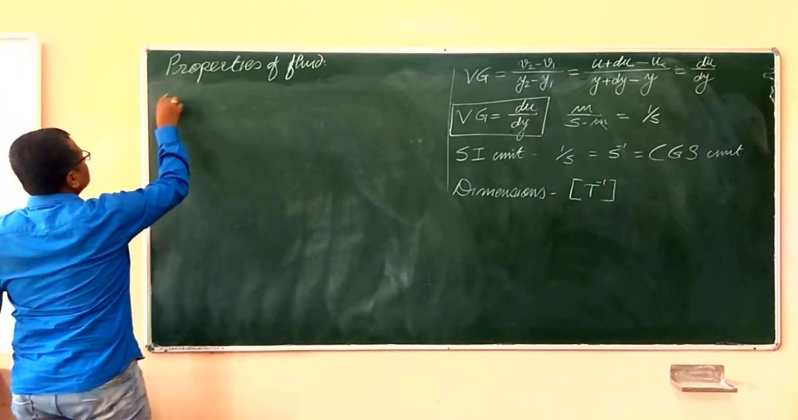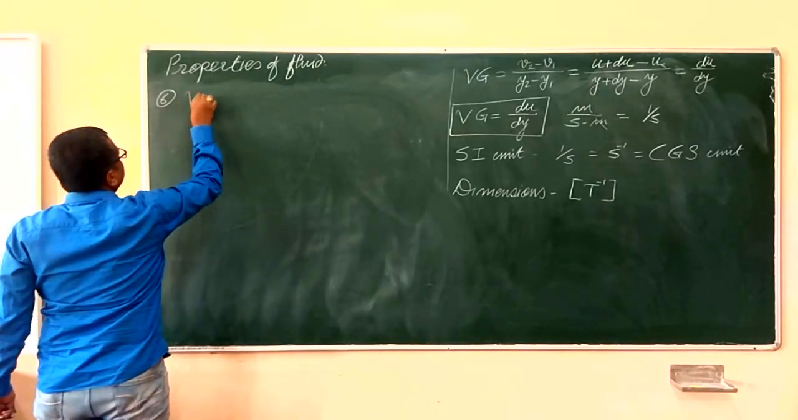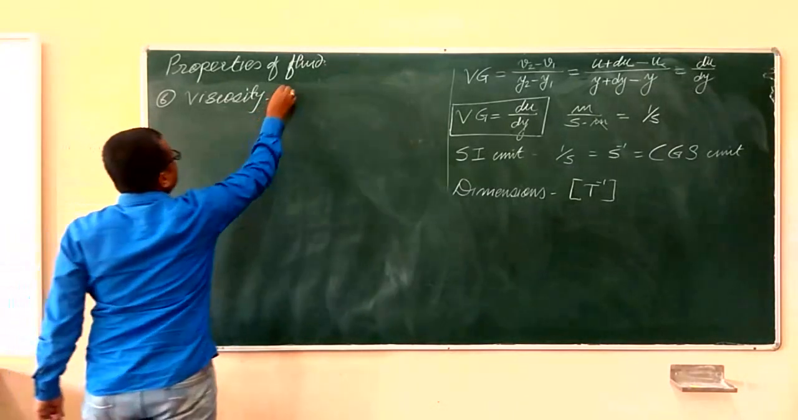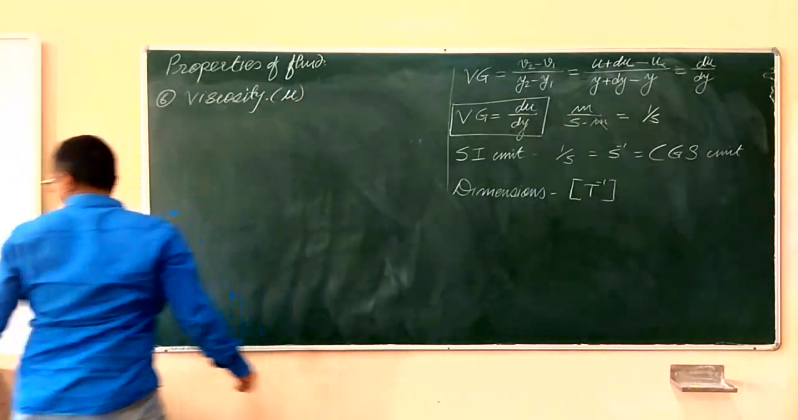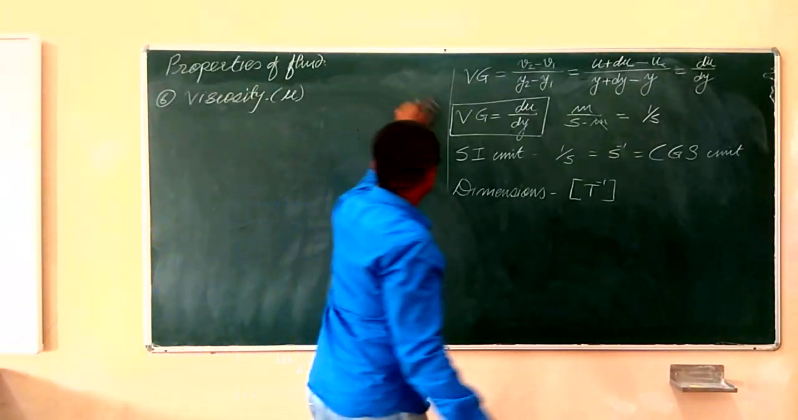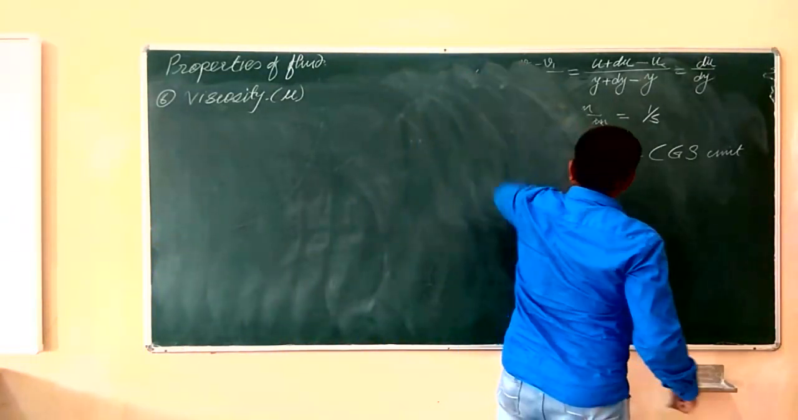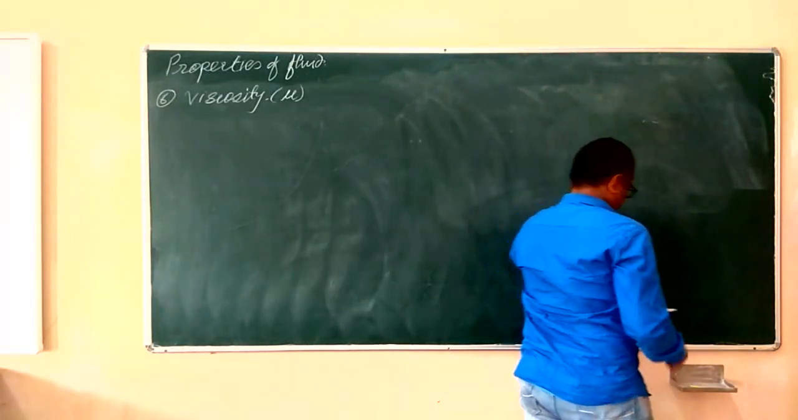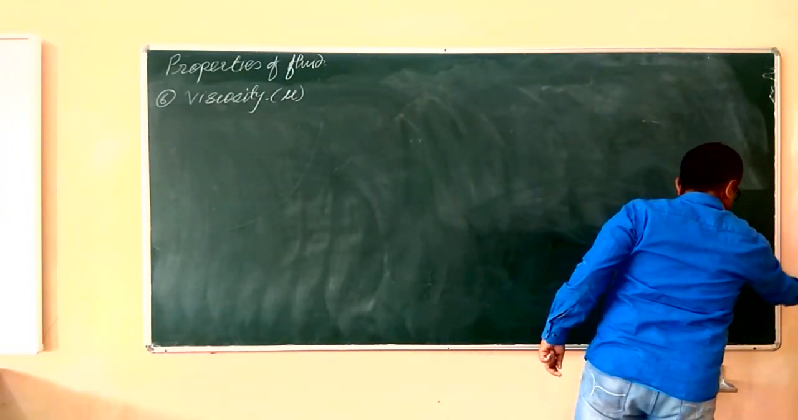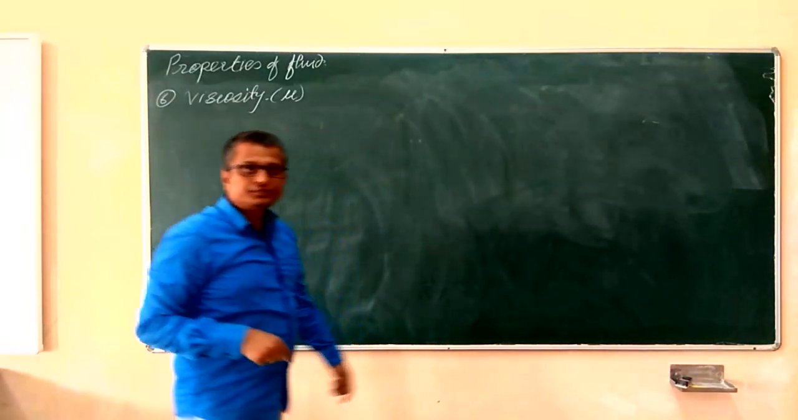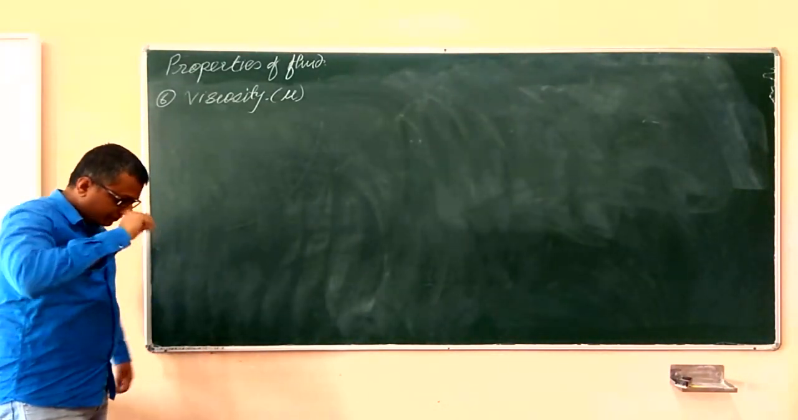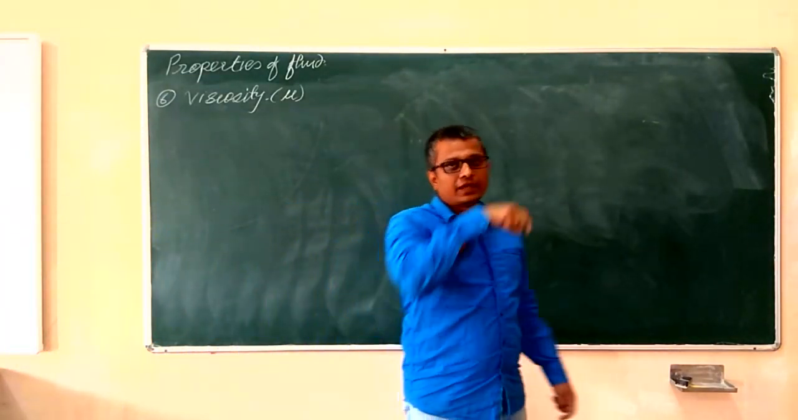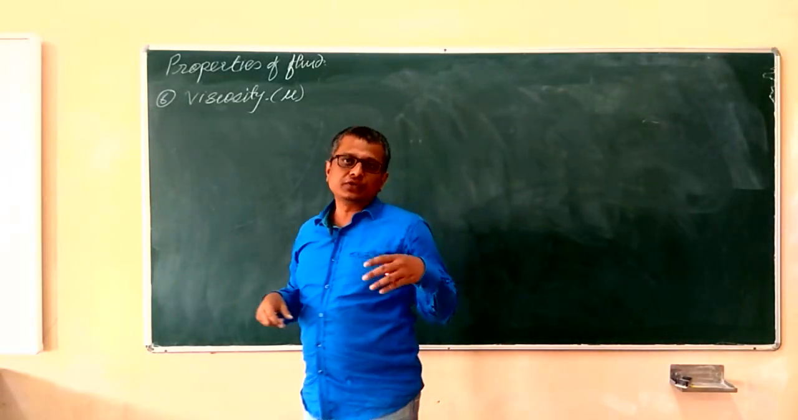The next fluid property is viscosity. Viscosity of the fluid is represented by mu. First of all, I would like to define the word viscosity of the fluid, and that too with an example, so that it will be easier for you to understand the term.